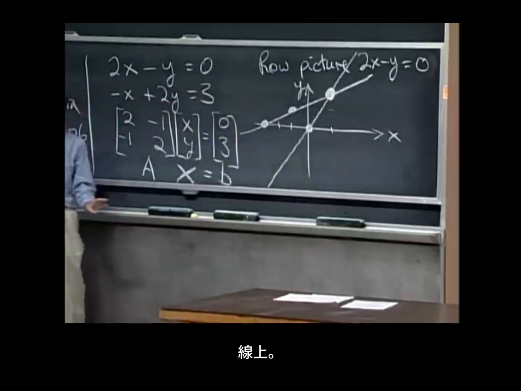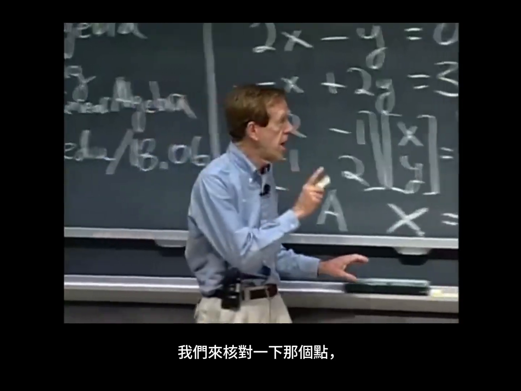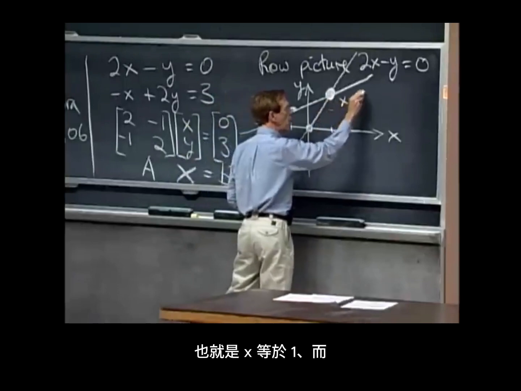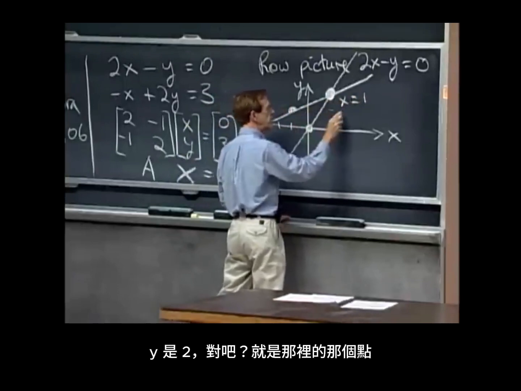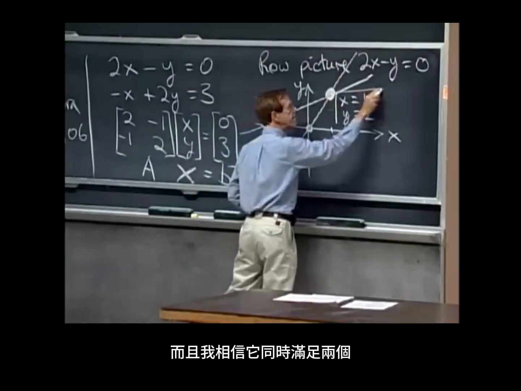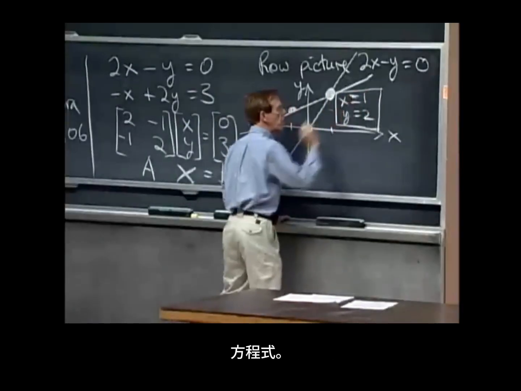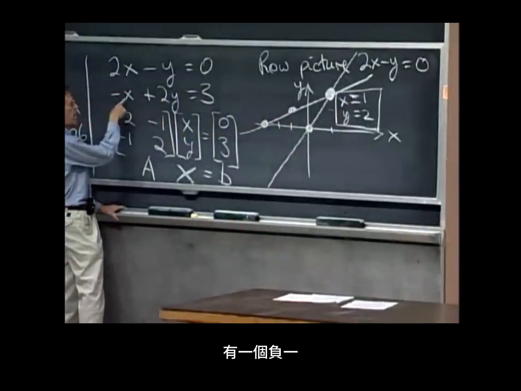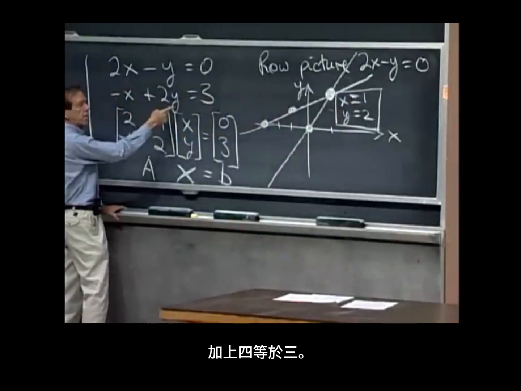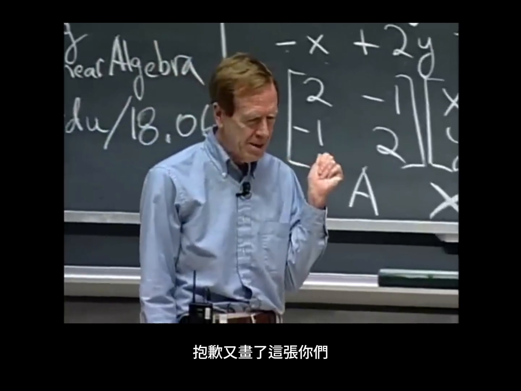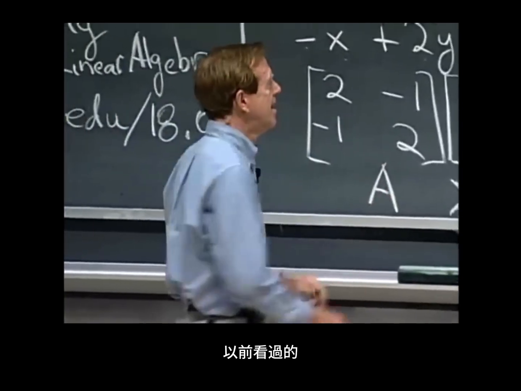And this is the all-important point that lies on both lines. Shall we just check that that point, which is the point x equal 1 and y equal 2, right? That's the point there. And that, I believe, solves both equations. Let's just check this. If x is 1, I have a minus 1 plus 4 equals 3. Okay. Apologies for drawing this picture that you've seen before.